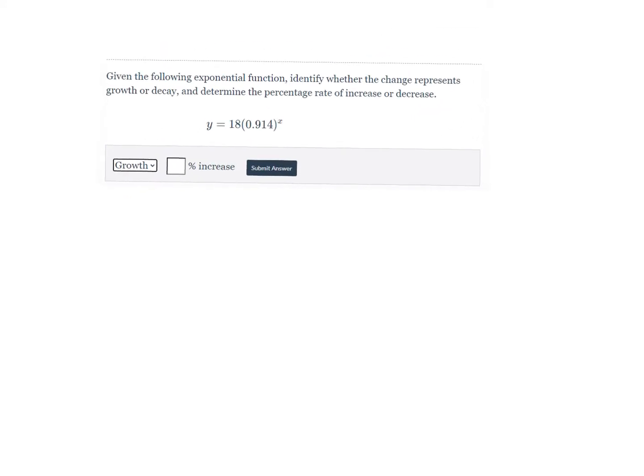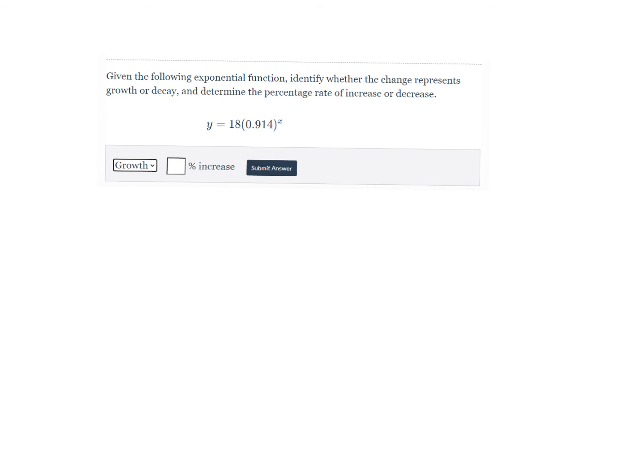Okay? So moving on. Here's another type of example. Given the following exponential function, identify whether the change represents growth or decay, and determine the percentage rate of increase or decrease. Well, it's as simple as this. We start with 18, okay? Look at the equation, try to understand the equation. You start with 18 and you multiply by 0.914 every time x passes.